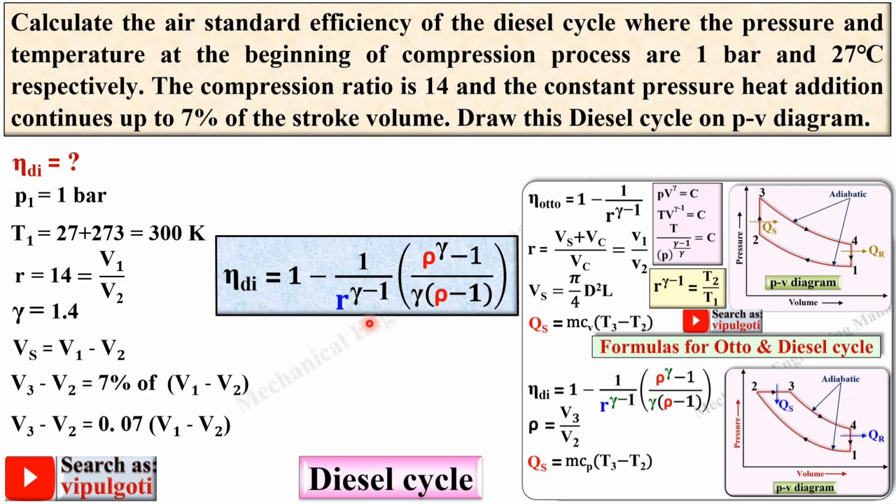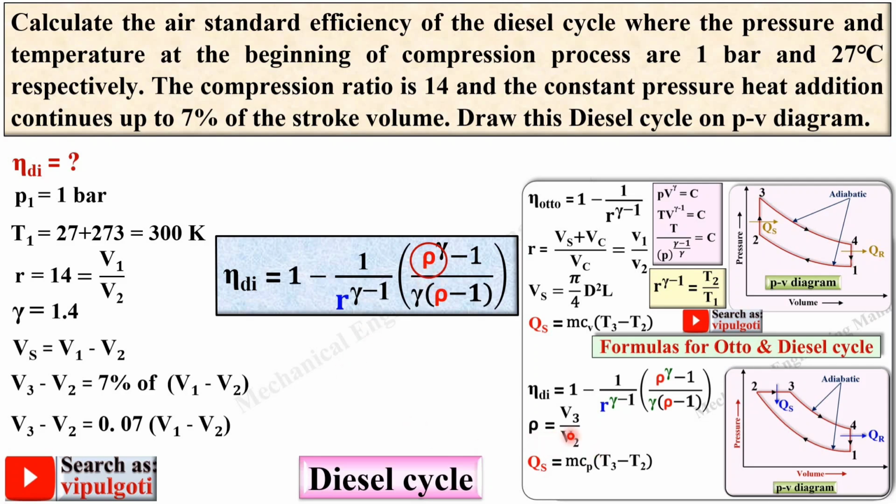But here, try to understand: if you want to find the efficiency of the diesel cycle, then you should have all three parameters: compression ratio, gamma, and cutoff ratio. Let's see whether they are given to you or not. The compression ratio is V1 by V2, and that is given to you. Gamma means the adiabatic index, and that is also given to you. Rho, see over here, rho is actually the cutoff ratio, and unfortunately that is not given to you. So you need to find this rho first, meaning the cutoff ratio.